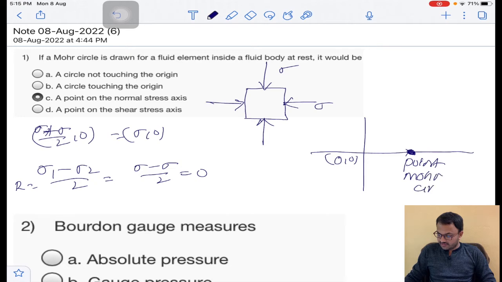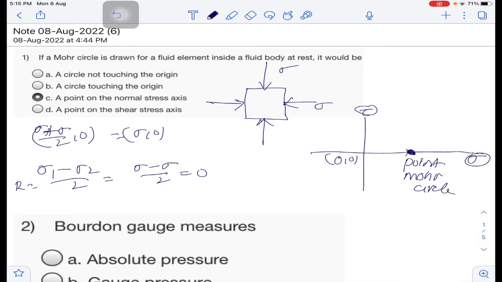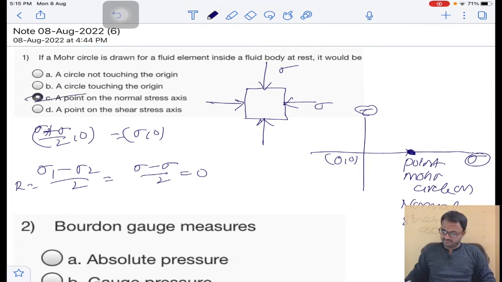Mohr circle. On which axis? This is the normal axis, this is the shear axis. So on the normal stress axis. Clear? So the answer is C for question 1.